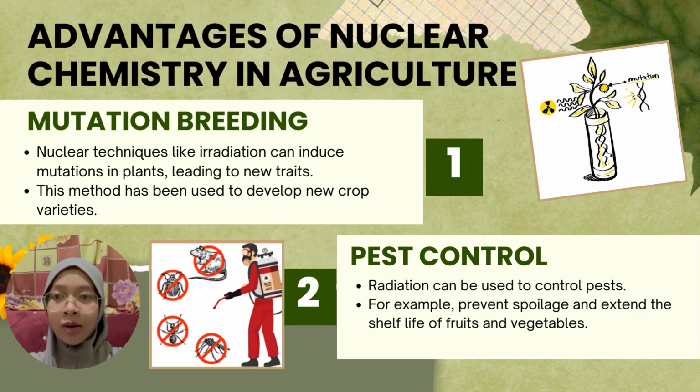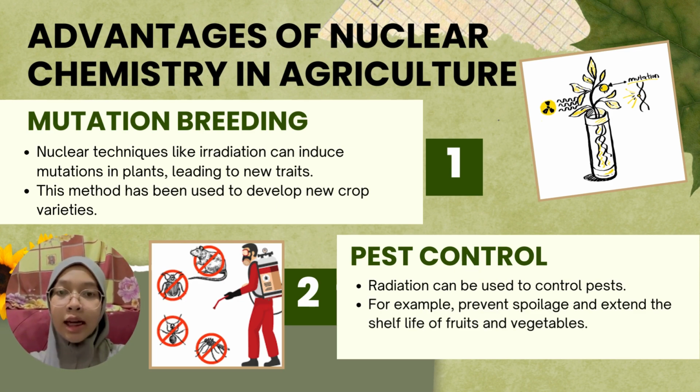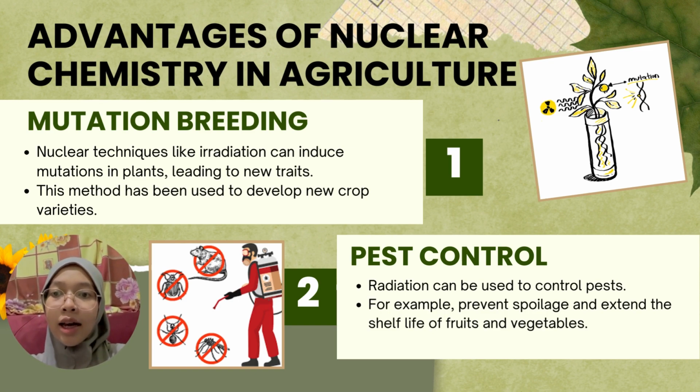So next is pest control. Irradiation can be used to control pests like insects and pathogens in agricultural products. For example, irradiation can prevent spoilage and extend the shelf life of fruits and vegetables.